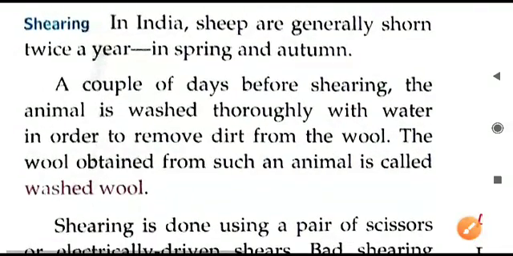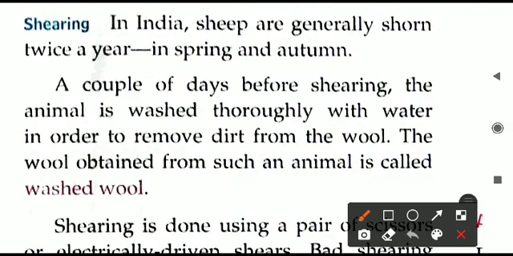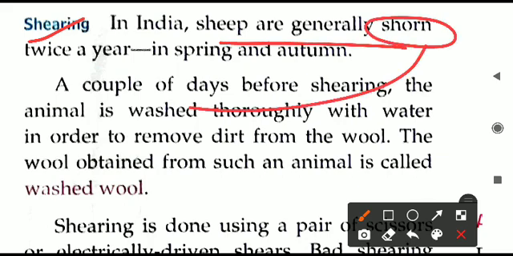So let us continue. Let us see the details regarding wool production now. We will read about the process of shearing. What is this shearing? Let us read. In India, sheep are generally shorn. Shorn is related to shearing only. That is, they are shorn twice a year, in spring and autumn.